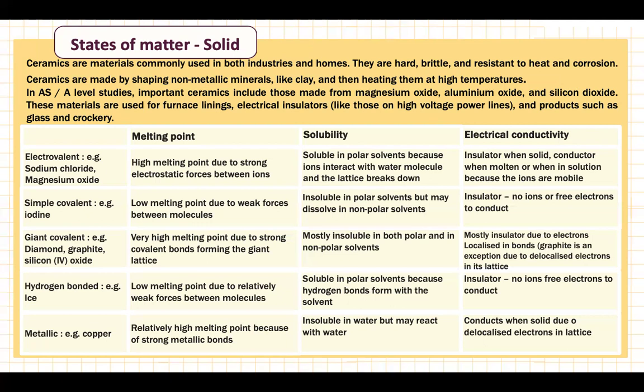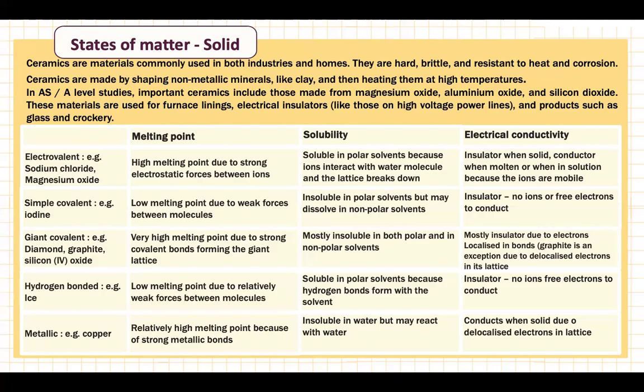Simple covalent, example iodine. They have low melting point due to weak forces between molecules, insoluble in polar solvent but may dissolve in non-polar solvent. In terms of electrical conductivity, they are insulators as there are no ions or free electrons to conduct.